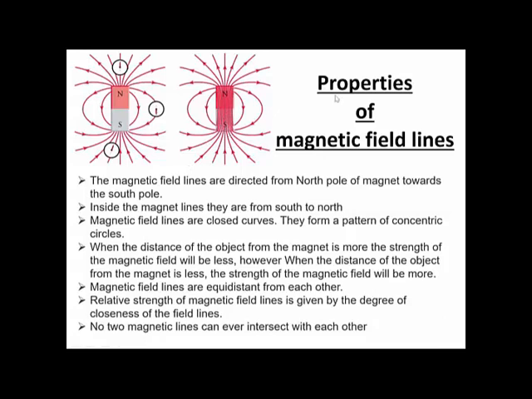Secondly, the more the distance of the object from the magnet, the lesser the field. Okay? If the object is closer to the magnet, then the magnetic field will be very, very strong. Look at this last point. No two magnetic field lines can intersect each other. And I told you that I'm going to tell you the reason. Why is it that none of these two lines are intersecting with each other?